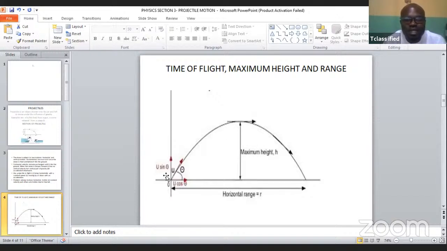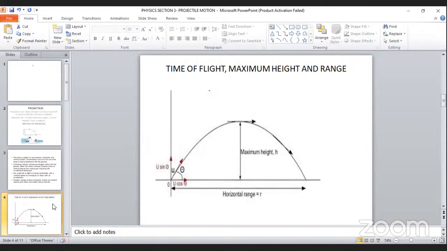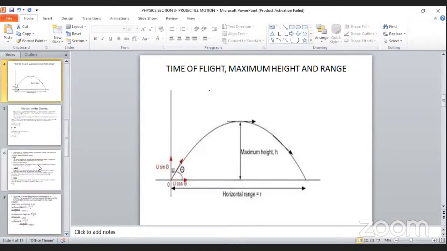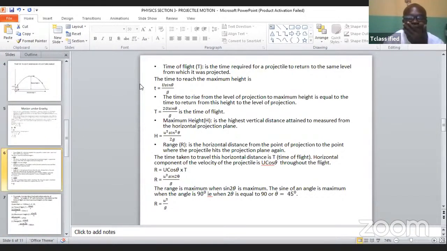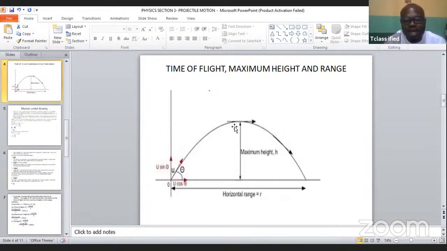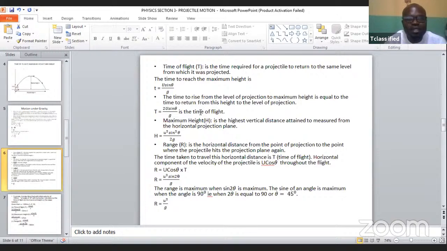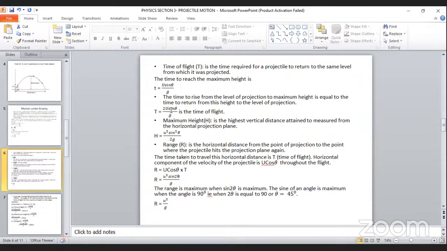Then we have the horizontal and vertical components of the velocity. These are very important, and you are supposed to know their formulas. In this slide, we are showing their formulas. The first formula, T, is the time to reach the maximum height, and the formula is simply U sine theta over G. Time taken to reach the maximum height times two will give you the time for the whole flight. So the time of flight is equal to 2U sine theta over G. That U is velocity.